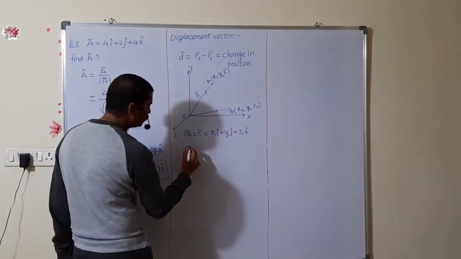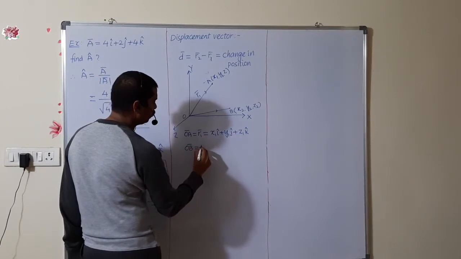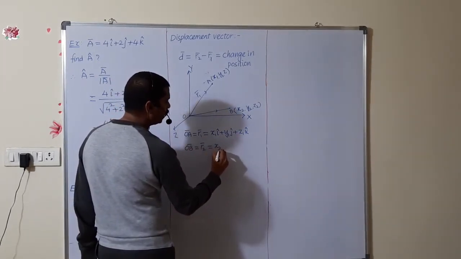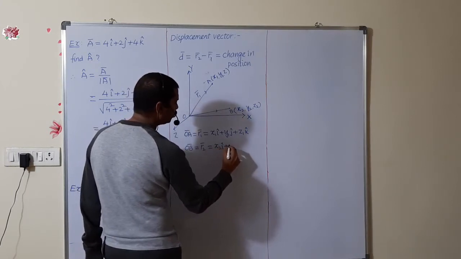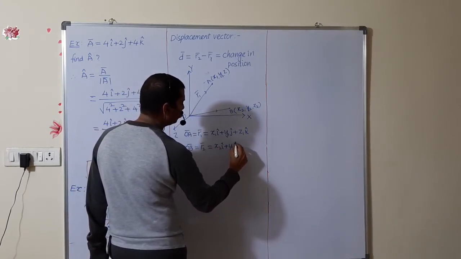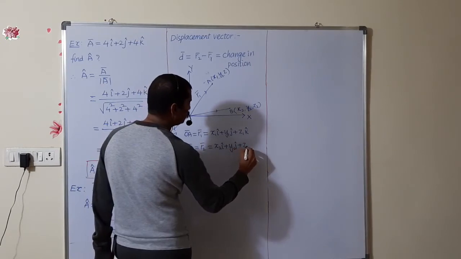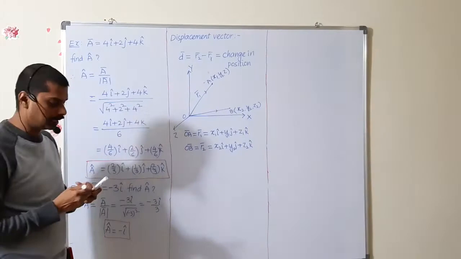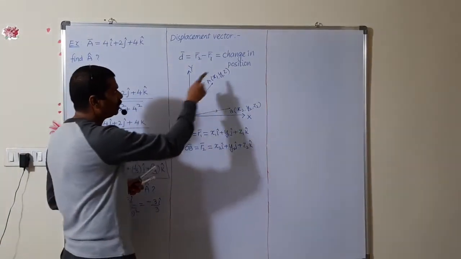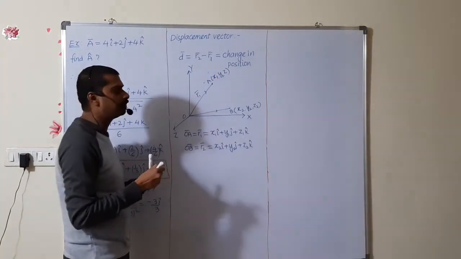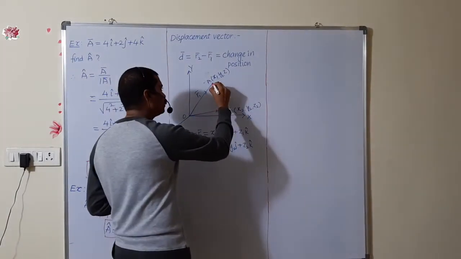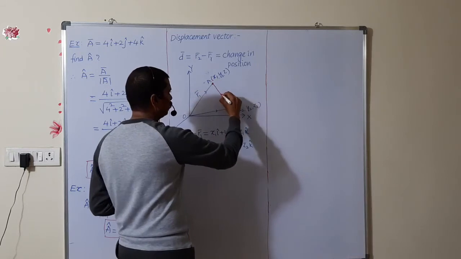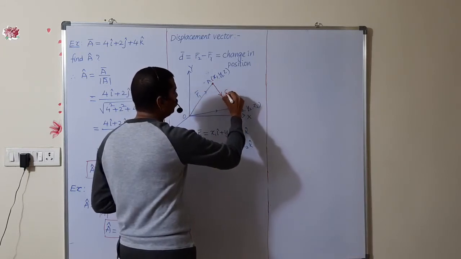Another position vector is OB, represented by the R2 vector. R2 is equals to x2 i cap plus y2 j cap plus z2 k cap. These are the two position vectors. Now the displacement vector is the change in position, called displacement. Now we have to join the first vector to the second vector. This will give the D.